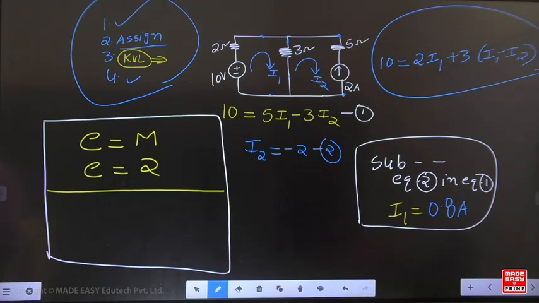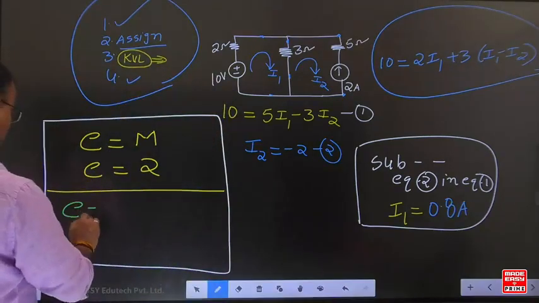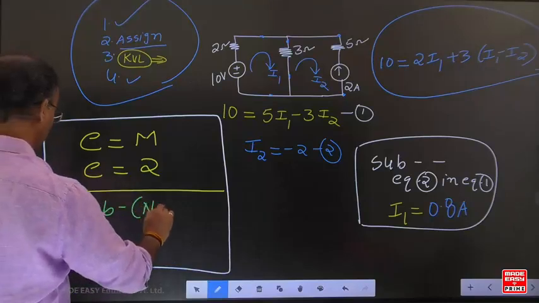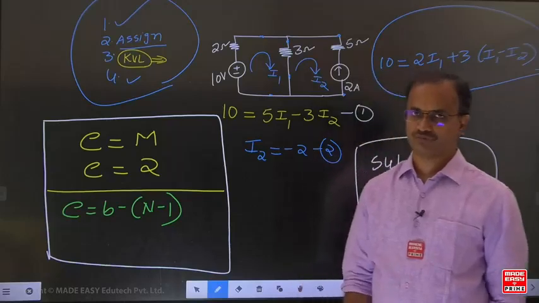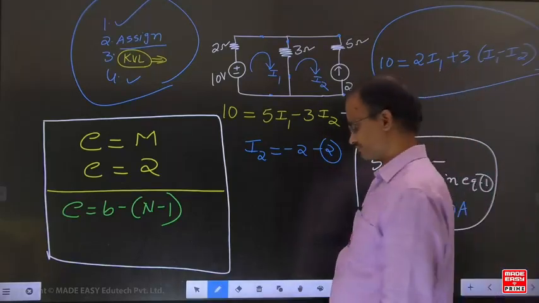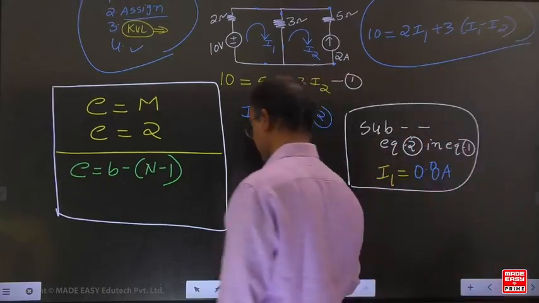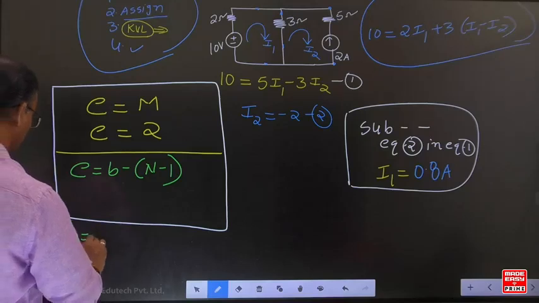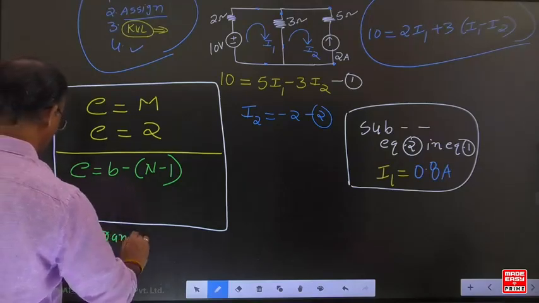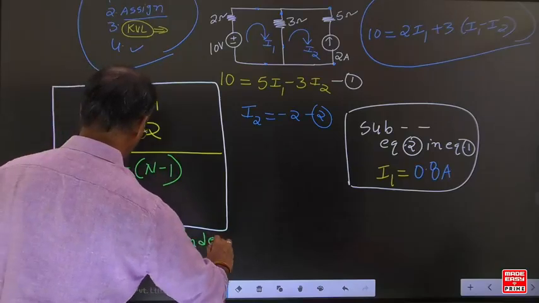अमित सिंह, क्या है जी प्रॉब्लम, क्या है जी अमित सिंह जी? In this example, to find out the equations, we can use one more formula also: B minus of n minus 1. In this, B is the number of independent paths, B is the branches.